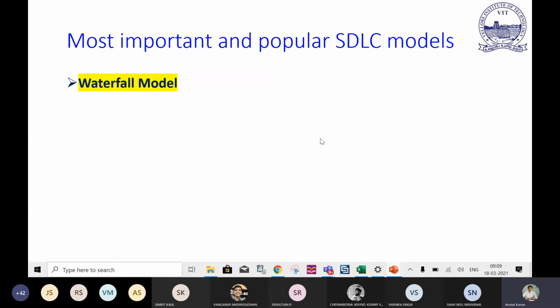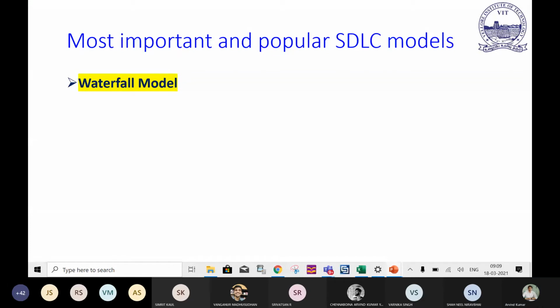But it was frequently followed in the hardware industry. So when the software industry started, they must have had some base. As a base, they took from the hardware industry and started modeling. Later on, many models came.